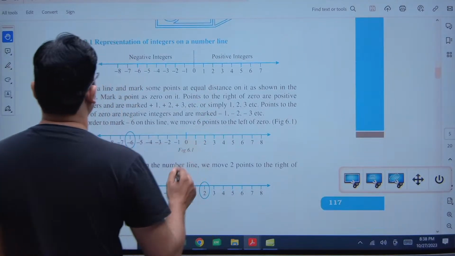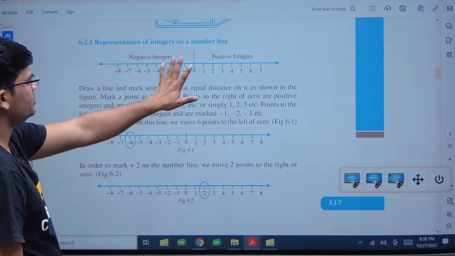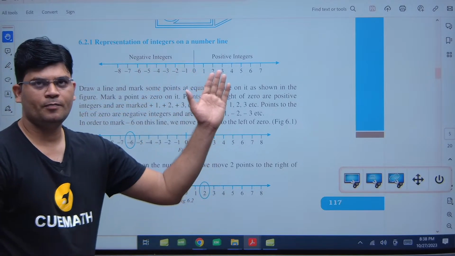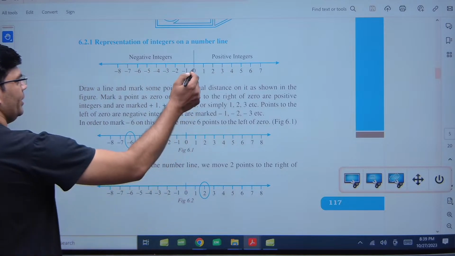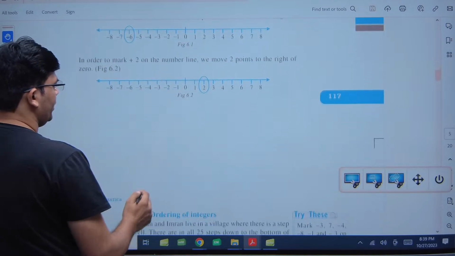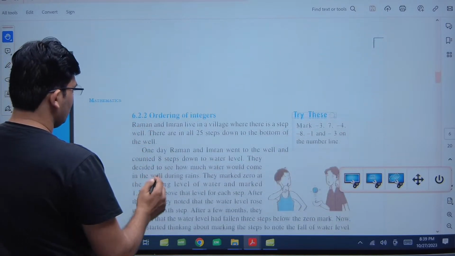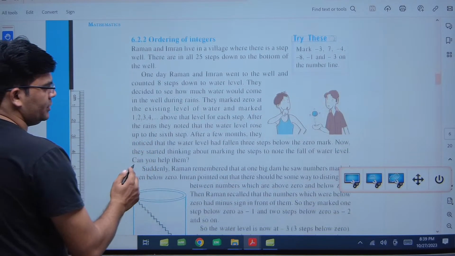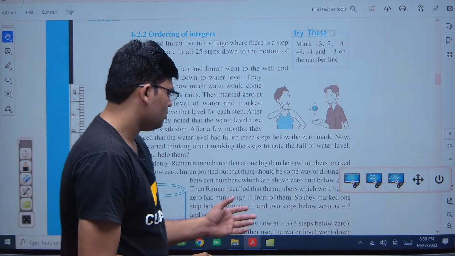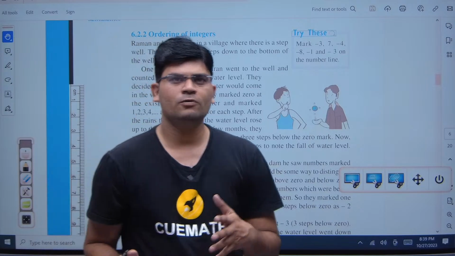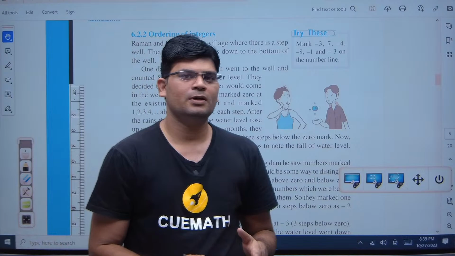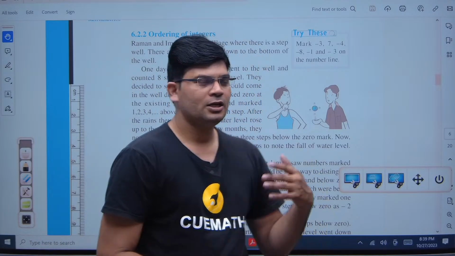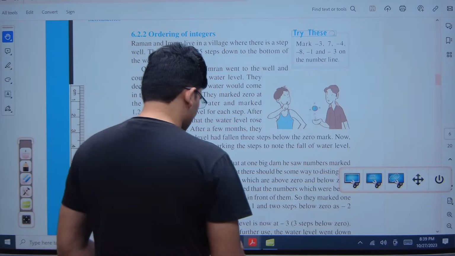Okay. Representation of integers on a number line is like this. We have positive numbers, then we have some negative numbers, and in the middle we have 0. All right. Now ordering of integers. Ordering of integers means from lower to higher, how it is formed. So every number on the left hand side of the number line is always smaller than the number which is on the right hand side of the number line.